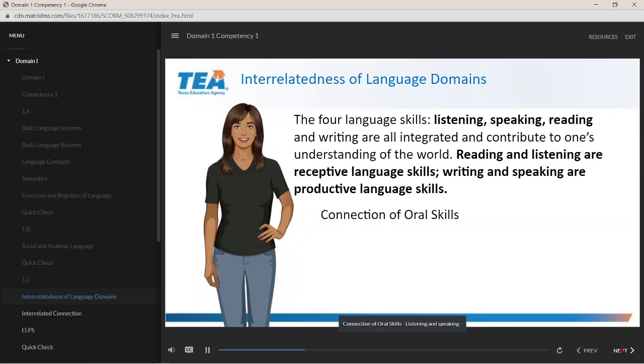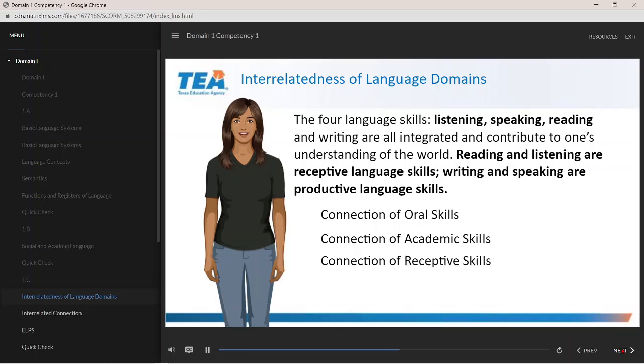Connection of oral skills, listening and speaking. As listening and speaking are interrelated, improving listening skills will have an impact on a student's ability to learn to speak a new language. Connection of academic skills, reading and writing. These academic skills draw upon shared knowledge bases and work together in helping students learn about a particular subject.